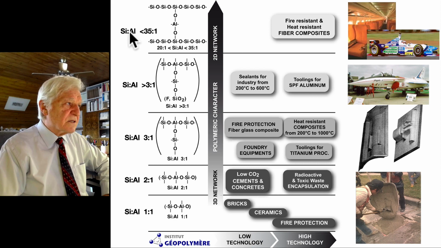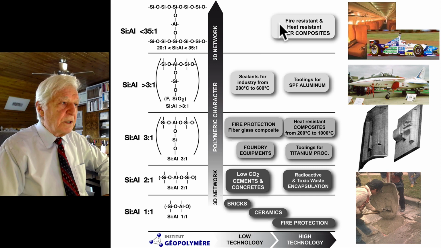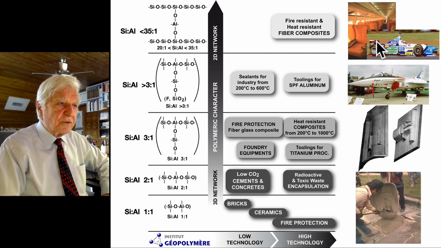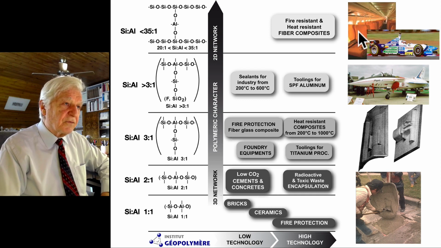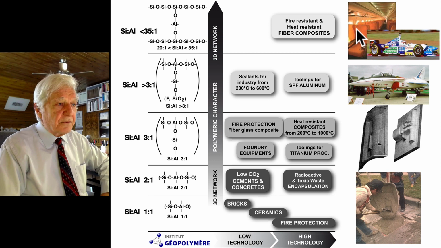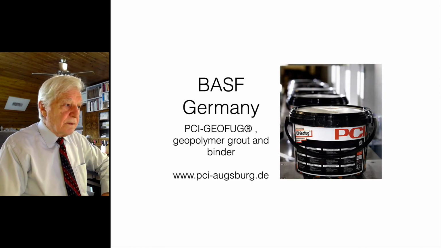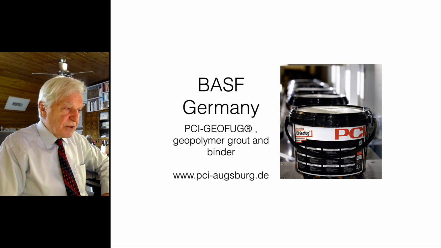And for higher Si:Al ratio, but below 35:1, we manufacture the fire-resistant and heat-resistant fiber composites that are applied and marketed for racing cars and the likes, and are the subject of the study carried out for fire safety in cabin aircrafts. So we get here various applications.